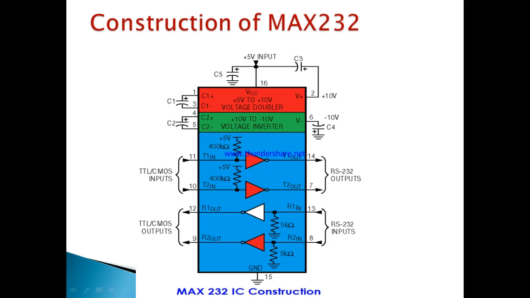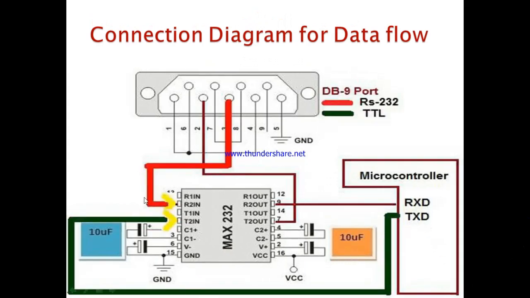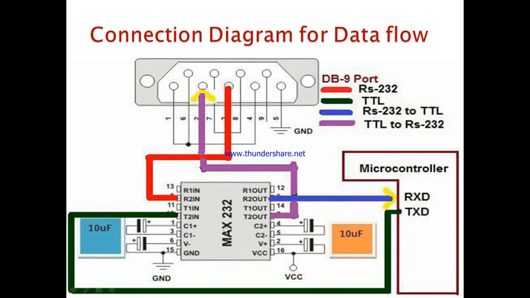Now, the diagram will make clear the line drivers, pin functions and connections. Data flow is clearly visible. The computer serial port DB9 is shown with MAX232. Data flow between the two is shown.